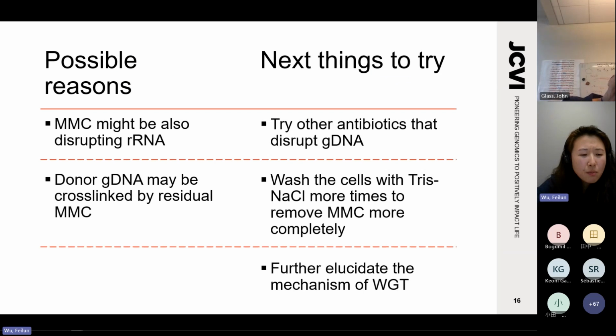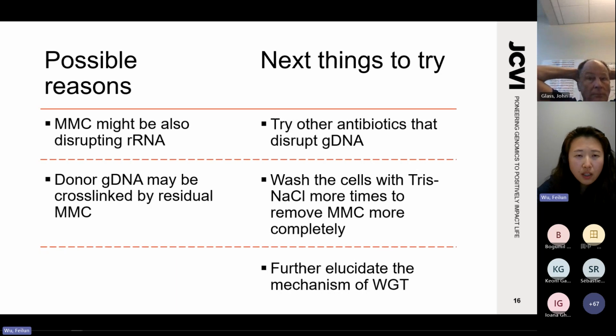So then you might ask the question of, if it's so likely that the cells come from dead cells, then why aren't we seeing any transplants when the mitomycin C concentration is equal to or greater than 20? Two big possible reasons. One is mitomycin C might be also disrupting rRNA and other cellular machineries. And also, it's possible that the donor DNA is cross-linked by residual mitomycin C.